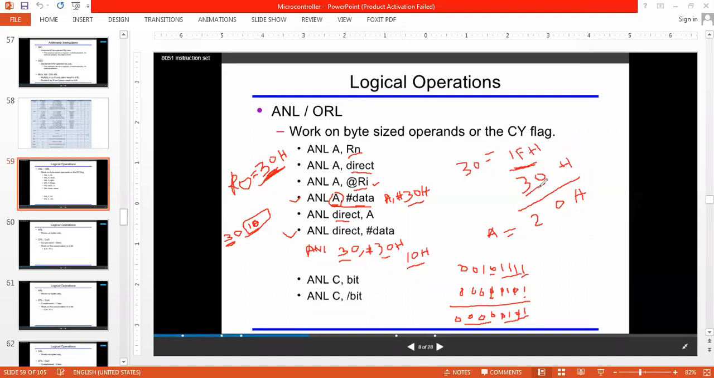So 1F into 30, what is the value going to be? 10H. F into 0 is equal to 0. 1 into 3 is equal to 1 only. So 10H is the answer, and that is again stored into where? Into the 30H memory location only.